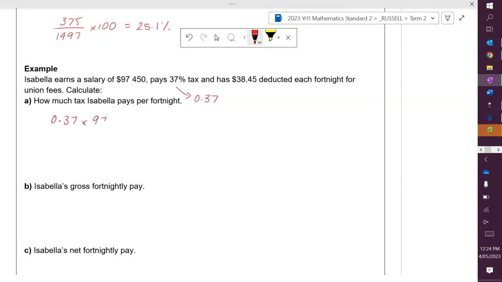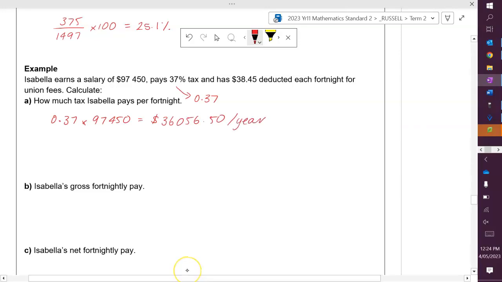So 97,450. That gives us, she's paying $36,056.50 per year in tax. So she's losing about a third of her pay to tax.